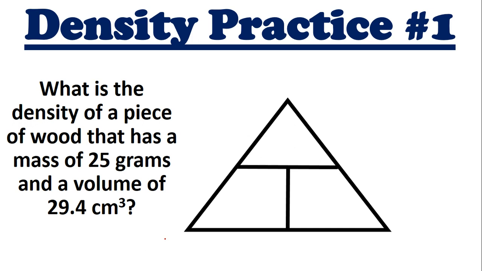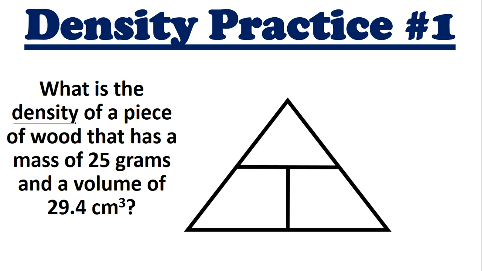All right, let's solve density now. Let's look at 4 problems and solve for density. So we have this problem here. It says, what is the density of a piece of wood that has a mass of 25 grams and a volume of 29.4 centimeters cubed? When you do this, the first thing that you want to ask yourself is, what am I trying to find? And what you're trying to find is density.